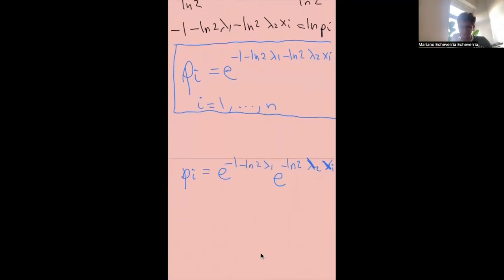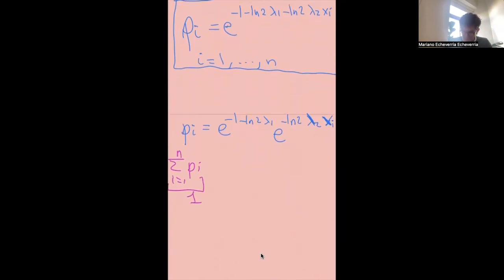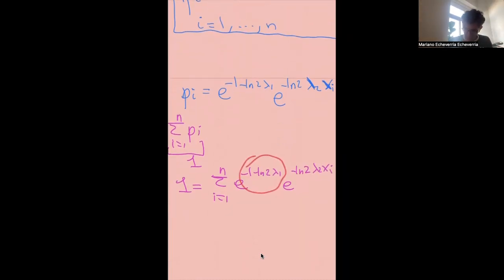Now let's use the constraint that the sum of the probabilities should add up to 1. So if you sum these probabilities from i equals 1 to n, you should get 1. So 1 should be equal to the sum from i equals 1 to n of e to the minus 1 minus ln 2 lambda 1, times e to the minus ln 2 lambda 2 x_i. But this is a constant that doesn't depend on i, so you can pull it out.